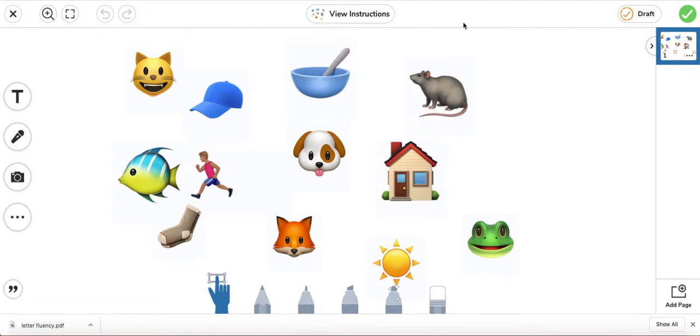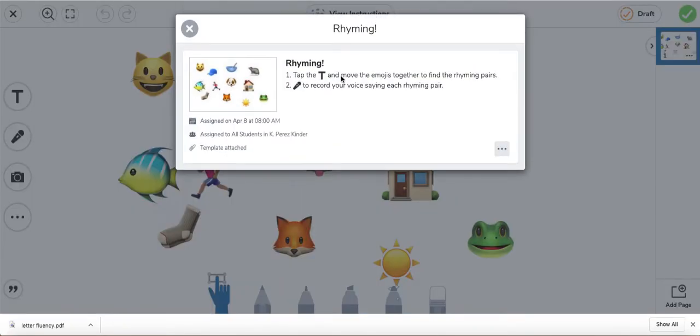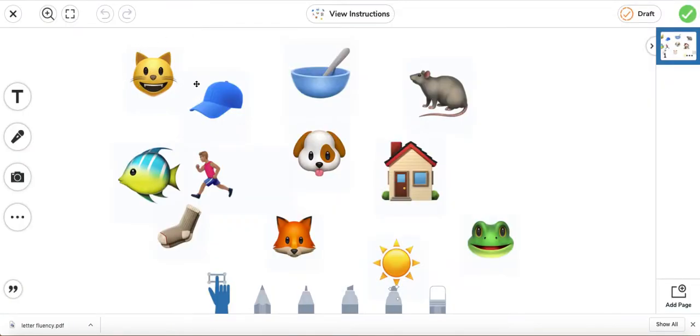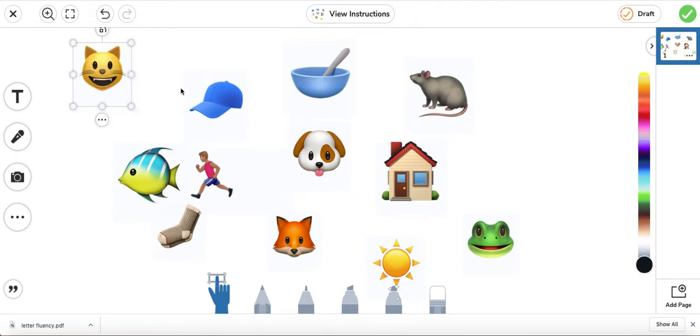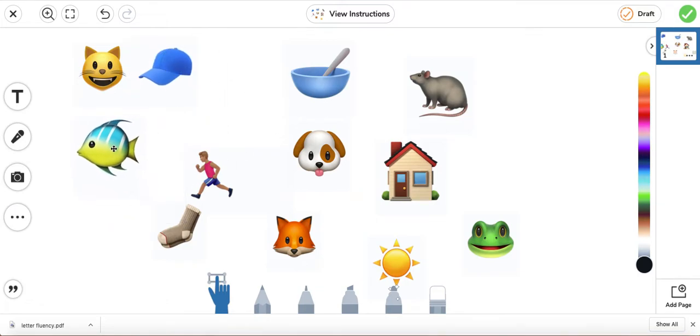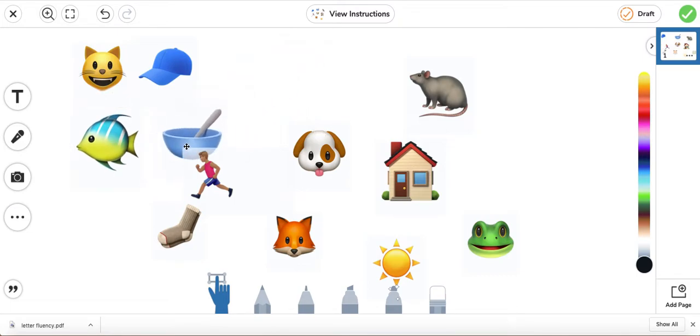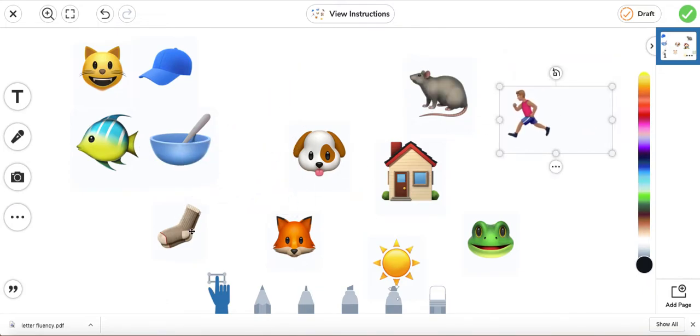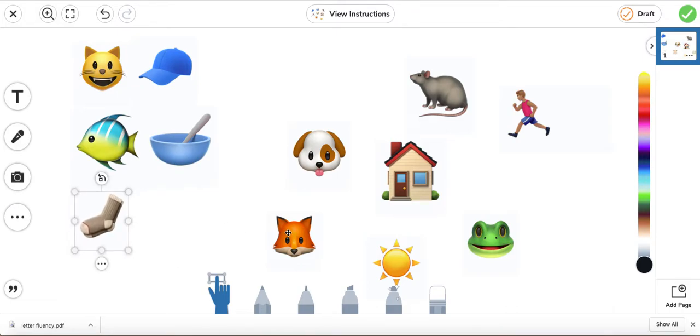Next, we're going to go ahead and do rhyming. So for this one, we're going to move the emojis together to find the rhyming pairs. So here we have a cat. What rhymes with cat? Cat, hat. Let's look at the next one. Fish. What rhymes with fish? Fish, dish. Let's move this one over here. Okay, next we have socks. What rhymes with socks? Socks, fox.